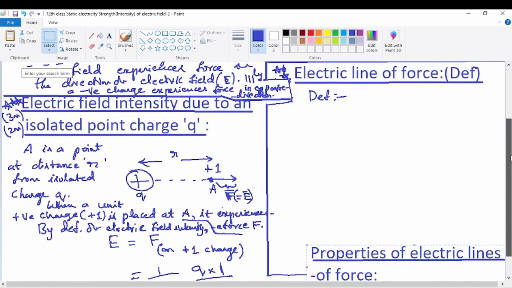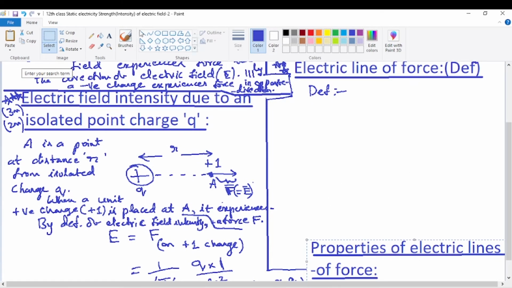Now consider an isolated positive charge again. So this is an isolated positive charge. Near this isolated positive charge, around this isolated positive charge, an electric field is present. Now electric lines of force, or electric line of force, is a special line, or electric lines of force are special lines using which the electric field can be very easily understood.